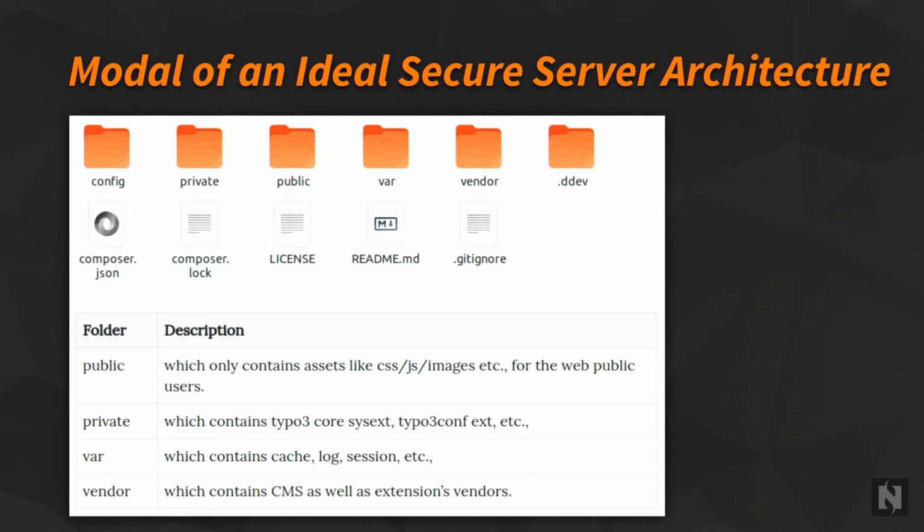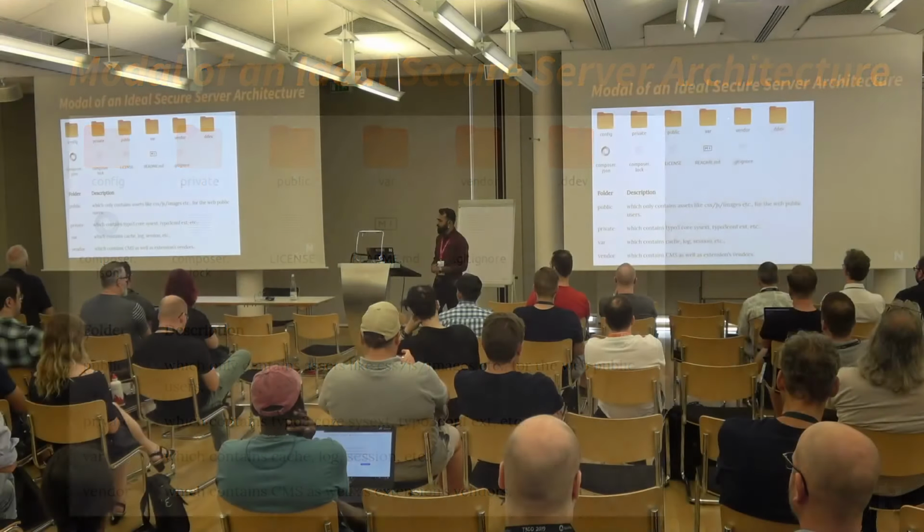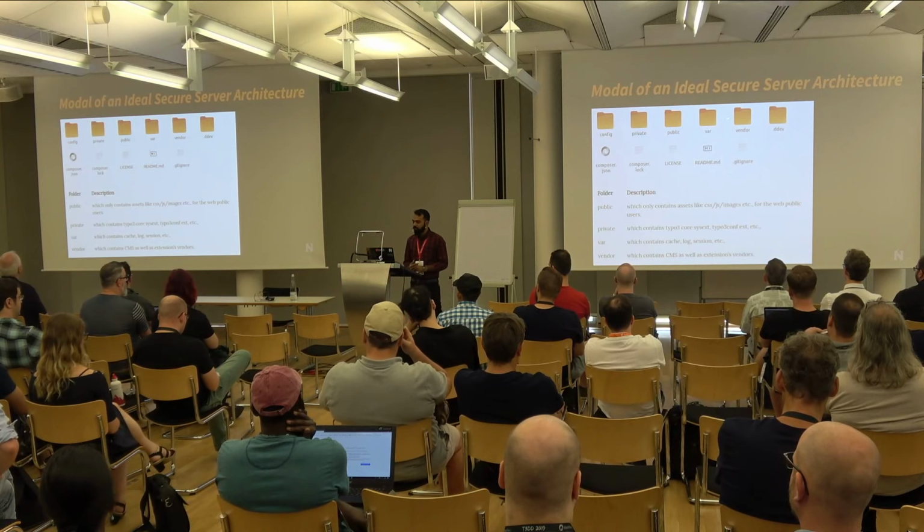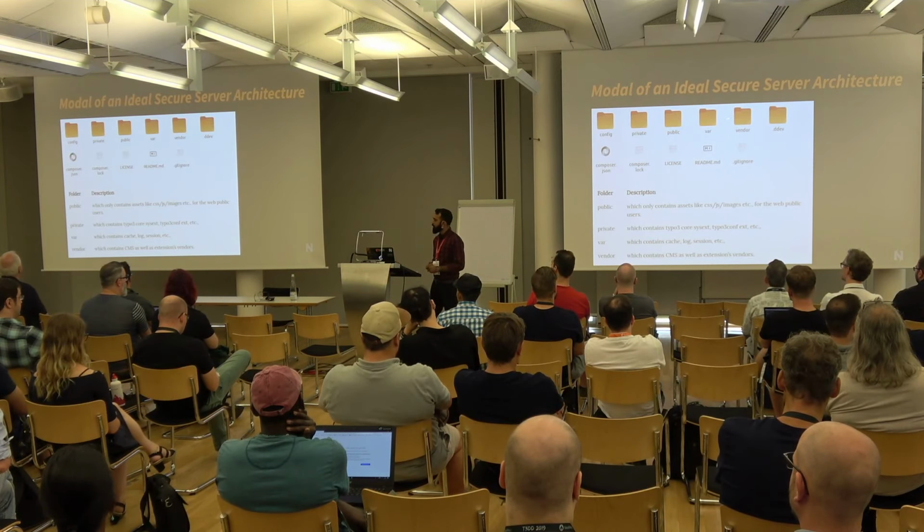What I'm going to present is what could be an ideal structure for your TYPO3 site. This will be the result. You will have public and private folders, right? In public, you only have the assets accessible globally. The private folder will contain all the important code of TYPO3, like extensions, core, and everything, and of course the cache and sessions and all that. And the vendor folder contains the vendor directory, right?